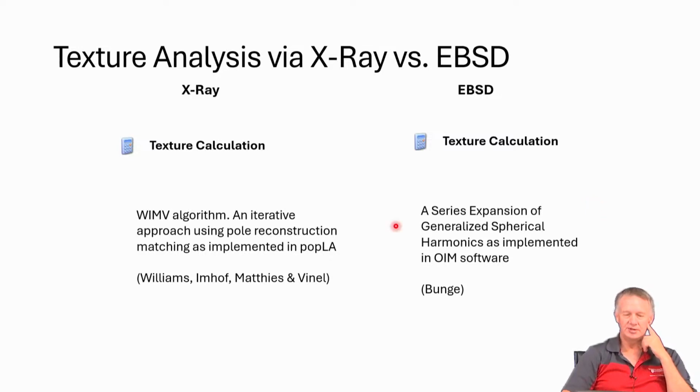All right, so for texture calculation from X-ray, there's a number of different algorithms that are used to invert the pole figure. One of them we call the WIMV algorithm. You can look up all these. And then there's the spherical harmonics that's used in EBSD. And again, we can calculate spherical harmonic coefficients from the X-ray data as well.